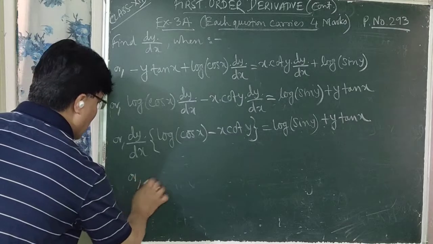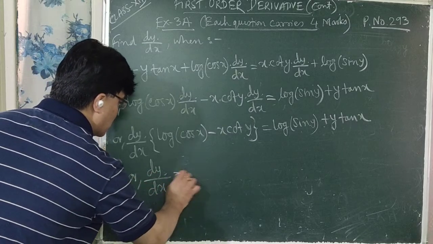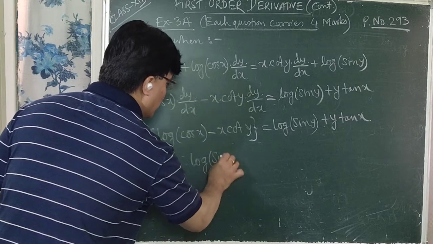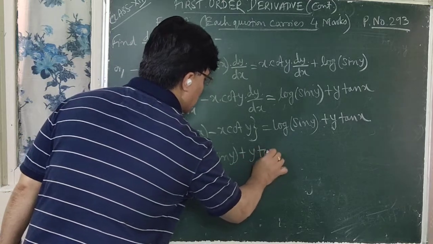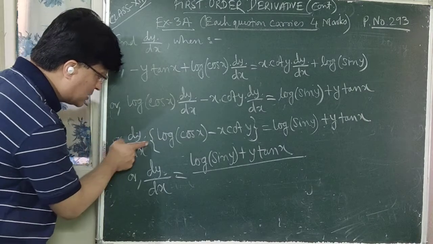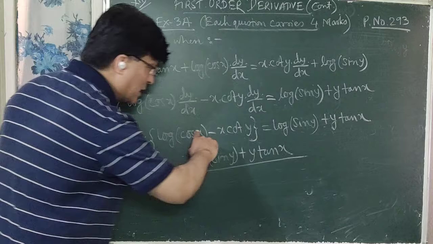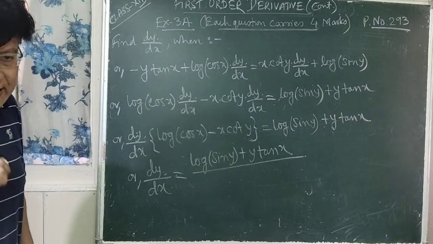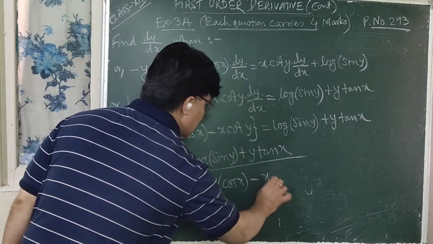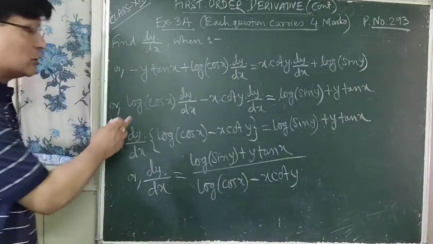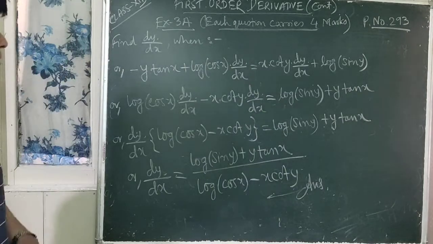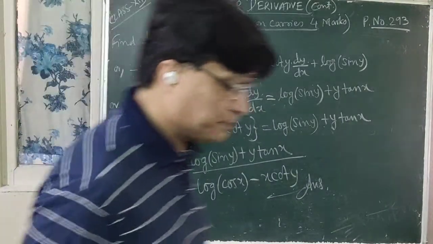Right? So what is the value for dy by dx now? dy by dx is equal to log of sin y plus y tan x, this whole divided by, now since this expression is multiplied with dy by dx, when it goes to the right hand side, you should write it in the denominator, that is log of cos x minus x cot y. So this is your final answer. Understood? So you can copy it. We'll do the next question now.